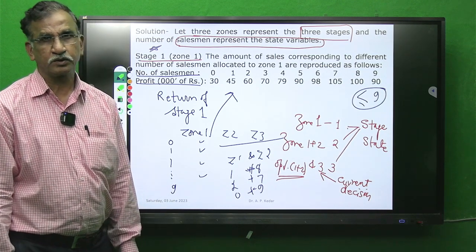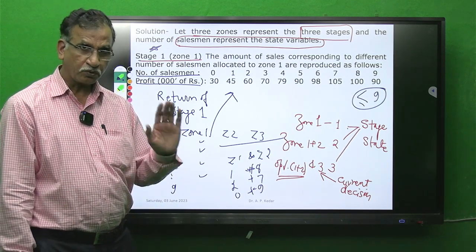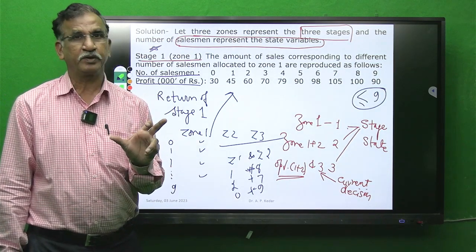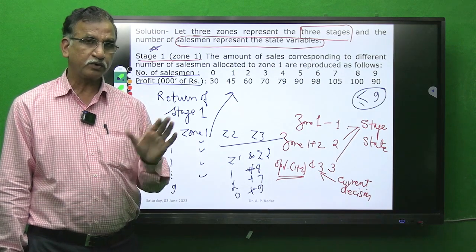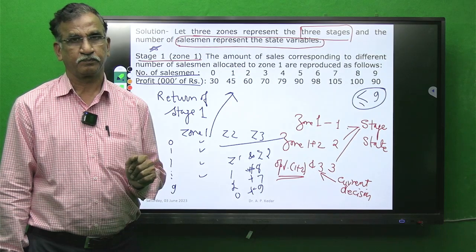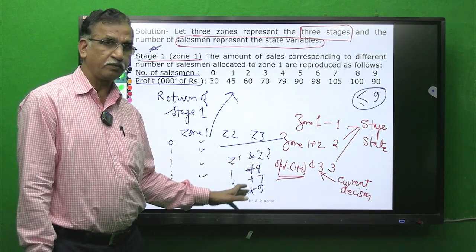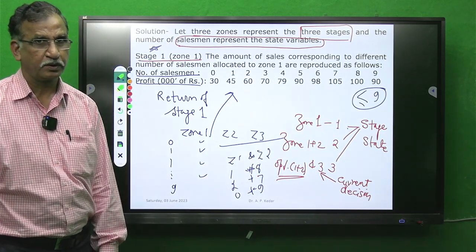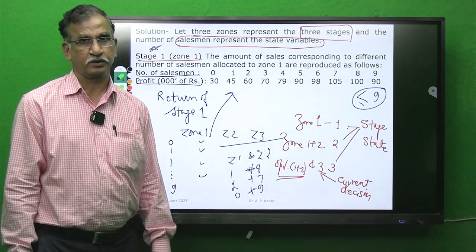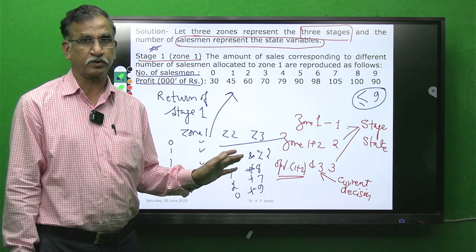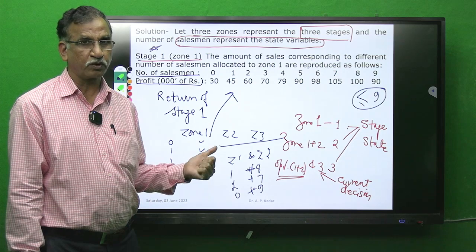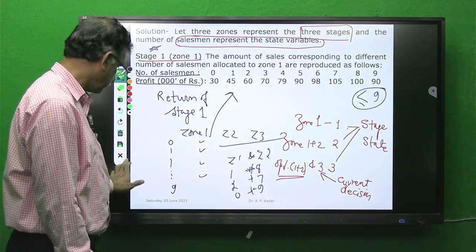For stage 1 this was not required. Now for stage 2, since I am using 2 territories and I am having 9 salesmen, I can divide those 9 salesmen in zone 1 and zone 2 accordingly as per given combination in this particular example. And addition of values of profit will be the total output from stage 2. How it works, that we will see.